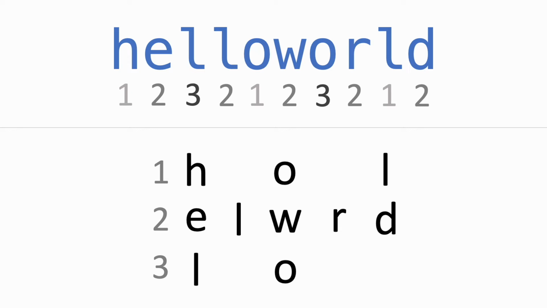So here's how we'll solve this. We'll traverse the string and keep track of which row each character is in. Then, we'll concatenate all the characters in row 1, concatenate that with all the characters in row 2, and finally concatenate that with all the characters in row 3, and return the result. Now let's look at the code and see how we can do this in Python.